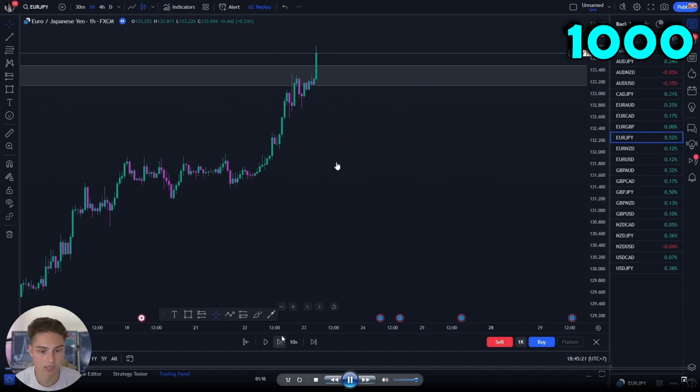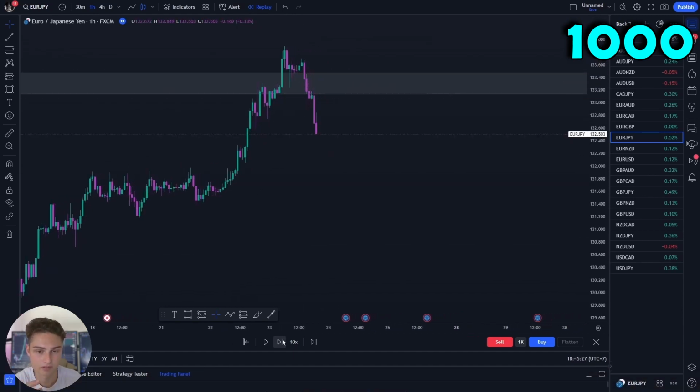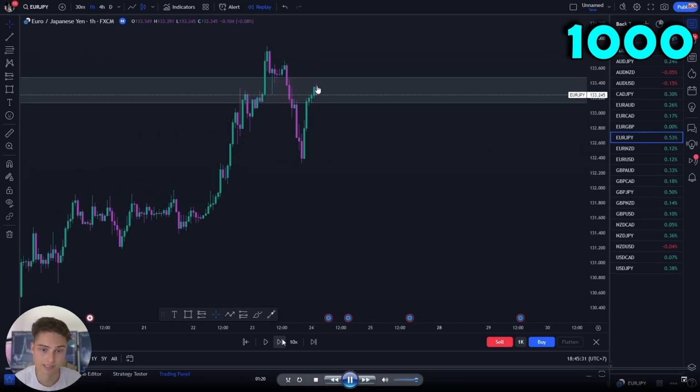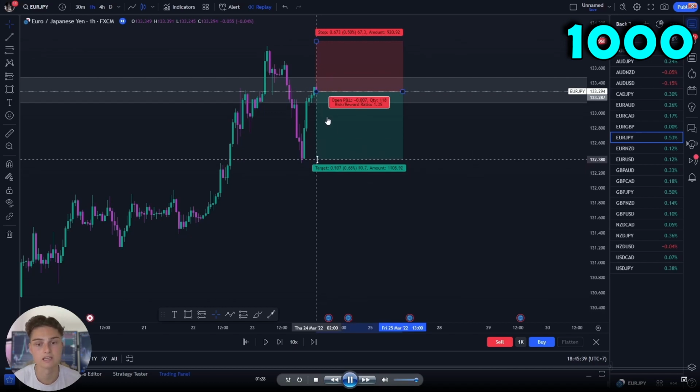So we swoop down to the 1 hour and I want to see something. Here I see a break and a retest. It's broken down beneath this zone and now it's come back down for a retest. So I think a short position here is good.